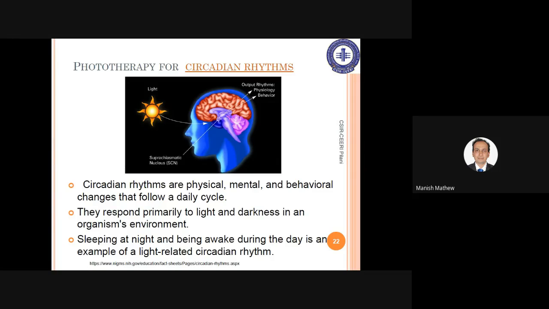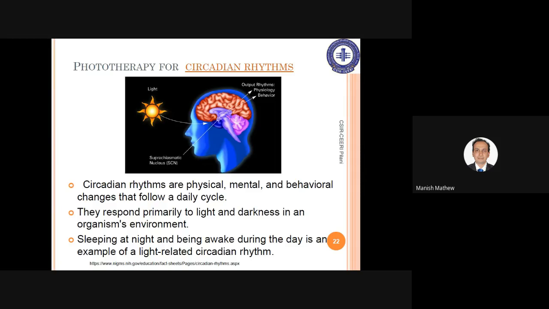Like if you don't give light to plants, they will become yellowish or something like that. Similarly, for all organisms, light is important. So light plays a very important role.